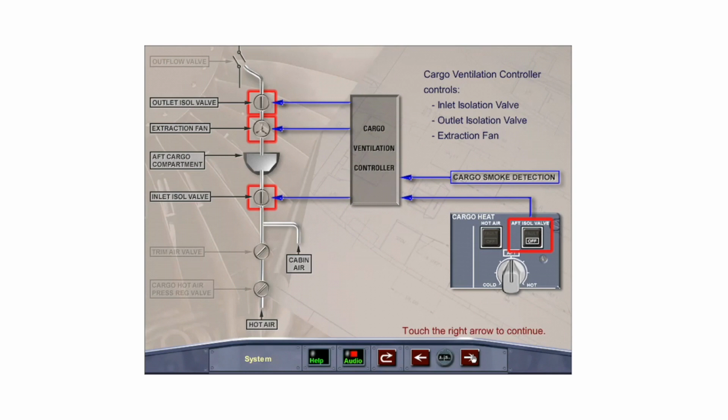The cargo ventilation controller controls the operation of the inlet and outlet isolation valves and the extraction fan. Normally, on the ground and in flight, the isolation valves are open and the extraction fan runs continuously. The controller closes the isolation valves and stops the fan if the aft isol valve push-button switch is selected off, or if smoke is detected by the cargo compartment smoke detectors.